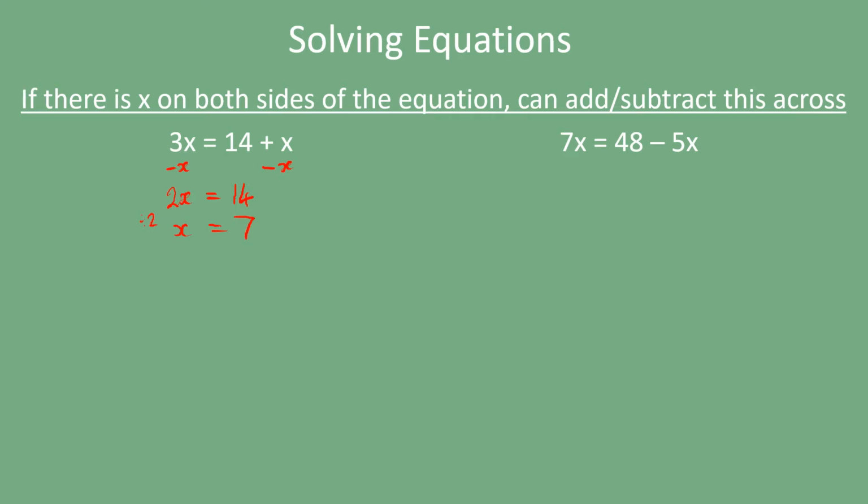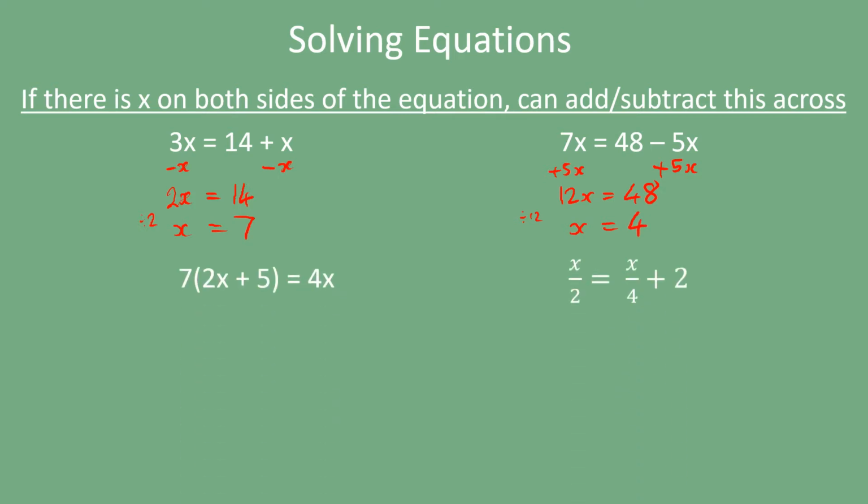For the second one, again, where is the highest positive amount of x? It's again on the left hand side. 7 is definitely more positive than minus 5. So we're going to get rid of this minus 5x, and again, remember we do opposites to do this. We're going to add 5x to make that happen. That'll give us 12x equals 48. From that, divide by 12 and we'll get x equals 4.